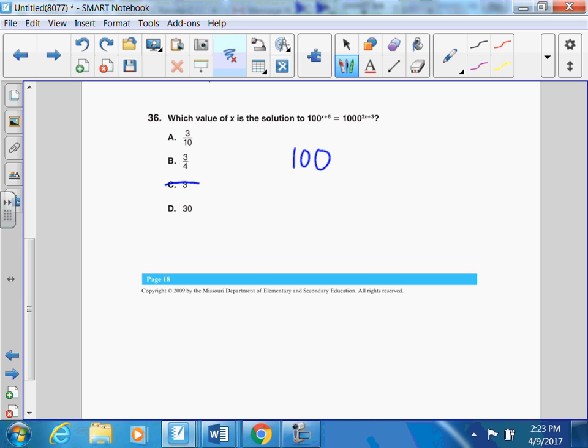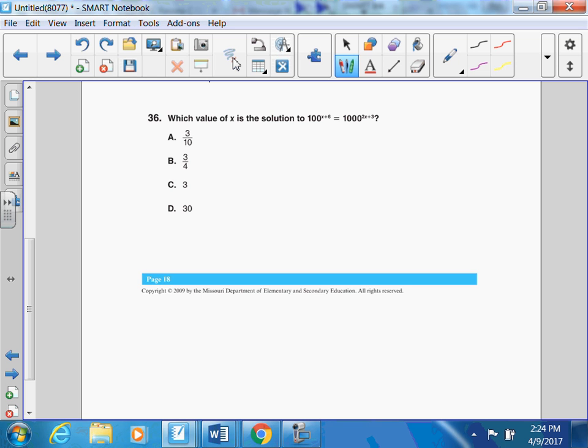100 to the, plug in 30 right here for x, so 30 plus 6, that would be 100 to the 36th power equals 1,000 to the, if you plug in 30 for x, 2 times 30 is 60. 60 plus 3 is 63. So 1,000 is bigger than 100, and the exponent on 1,000 is much bigger than the exponent on 100. That's not going to work either.